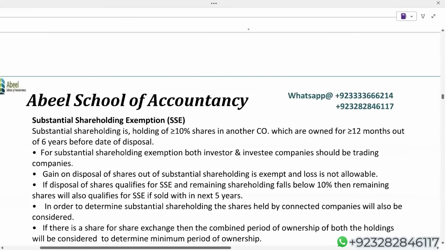Now, this is important, student. SSE. First of all, whenever one company is selling their holding in another company, you should immediately think of SSE. Repeat. Whenever one organization is selling their holding in another company, you should be thinking of SSE. The main concept is if SSE is applicable, then capital gain is exempt, then simply there will be no gain, no loss.